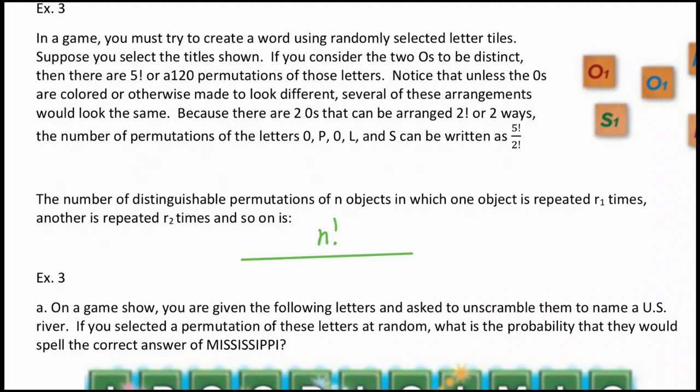So to get our number of permutations, we have to take the number of times that first object repeats, factorial, times the number of times that second object repeats, factorial, times the number of times that third object repeats, and so on until we're done. This is going to make more sense with a problem. I promise you it's going to make more sense once I actually do a problem. Are we okay with that?